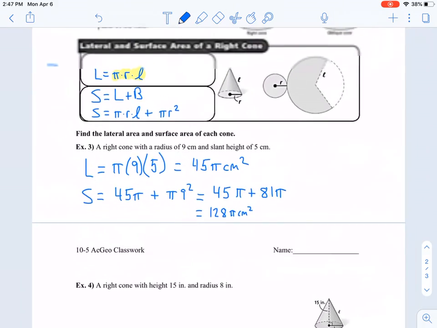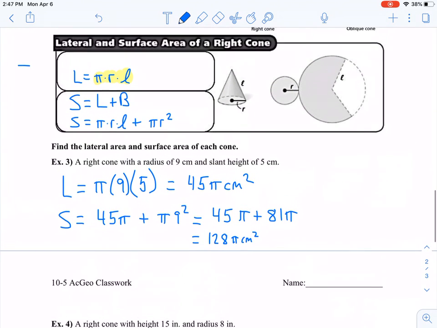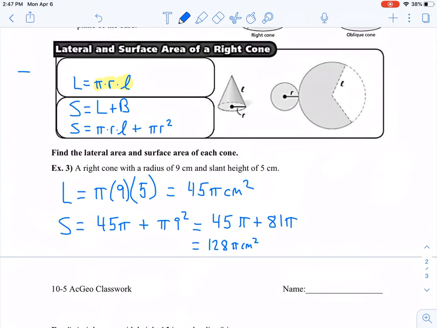Okay, that's it. Just remembering that the base of all cones is going to be a circle, and remembering that the surface area for either cones or pyramids is always just the lateral area plus the area of the base. And that is finding surface area and lateral area for cones and for pyramids.